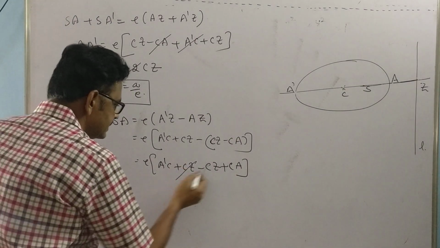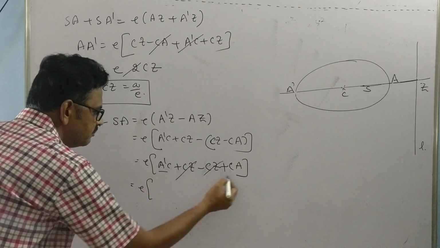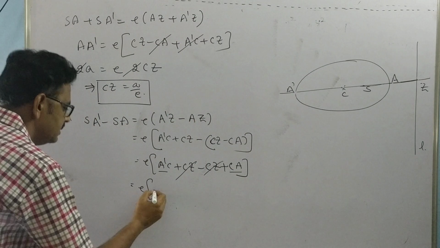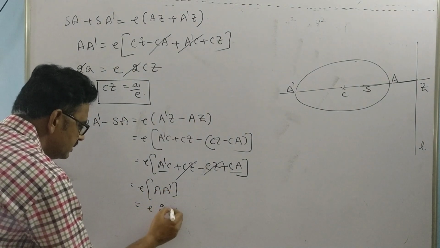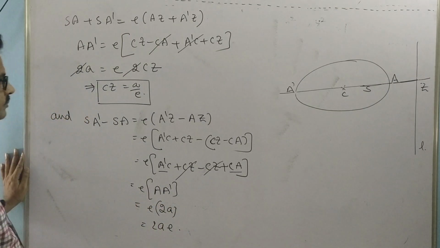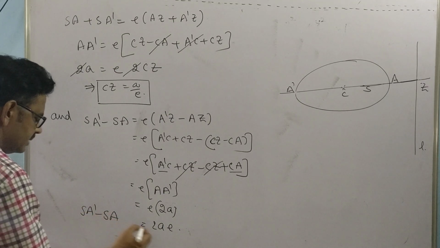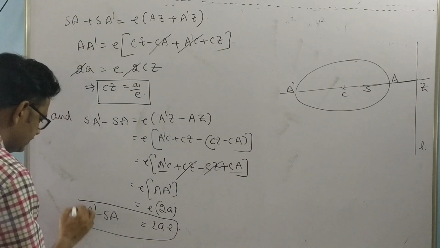So these two get cancelled, that is equal to E into A dash C plus CA. A dash C plus CA is A dash. That is equal to E into A dash, which is 2A, that is equal to 2AE. So SA dash minus SA is equal to 2AE. Let this be 1.